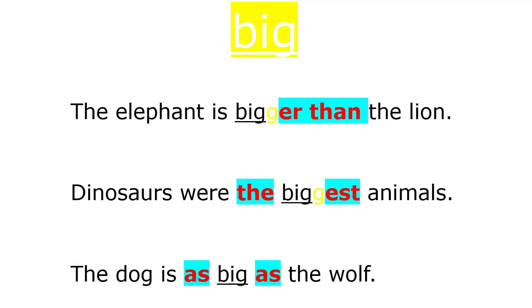If we have an adjective that ends with a stressed consonant after a vowel like big, thin, and so on, here we double the last consonant, as in the first and the second sentence. The elephant is bigger than the lion. Here it's a comparative, we doubled the G. Dinosaurs were the biggest animals. It's a superlative, we have "the" and "est", and also we doubled the G. The dog is as big as the wolf. So now you know when we use "as" it means equality, so we don't do anything to the adjective itself.